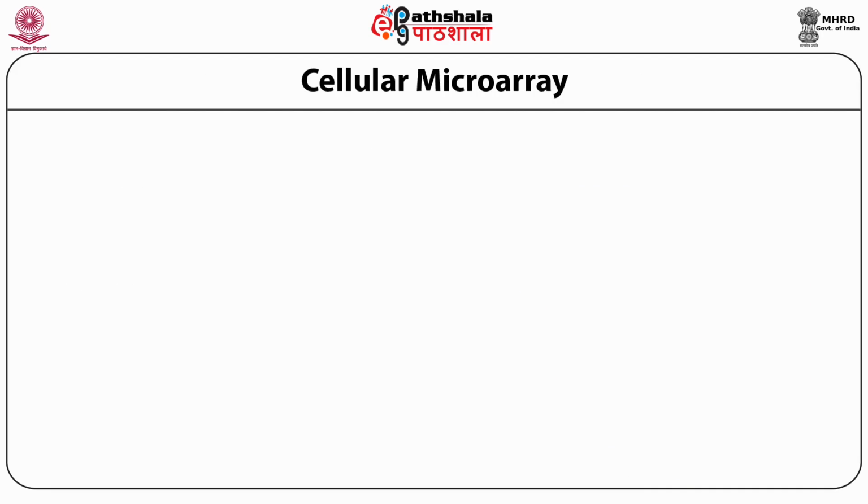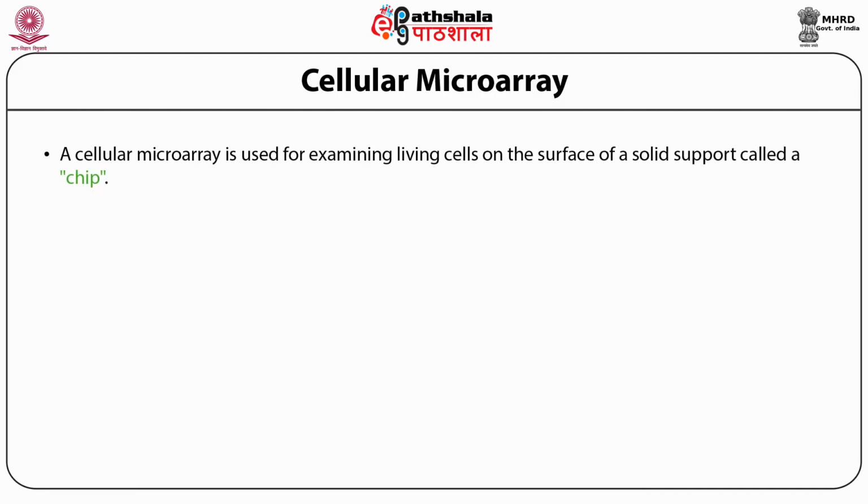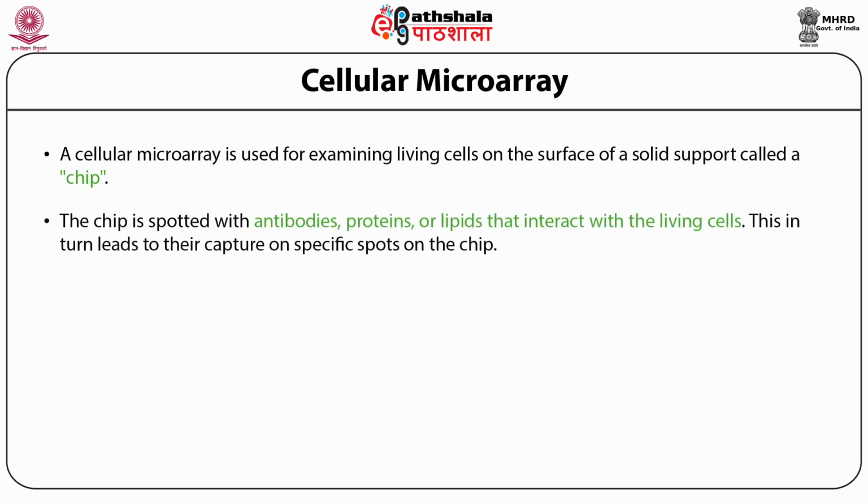Cellular microarray. A cellular microarray is used for examining living cells on the surface of a solid support called a chip. The chip is spotted with antibodies, proteins, or lipids that interact with the living cells. This in turn leads to their capture on specific spots on the chip.